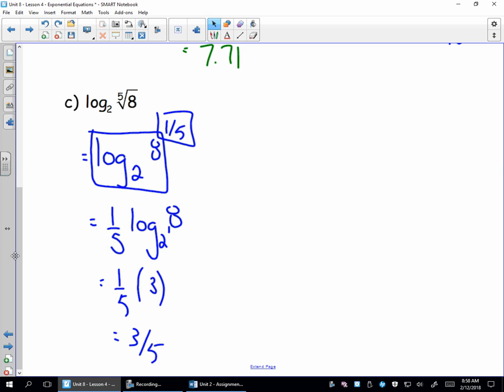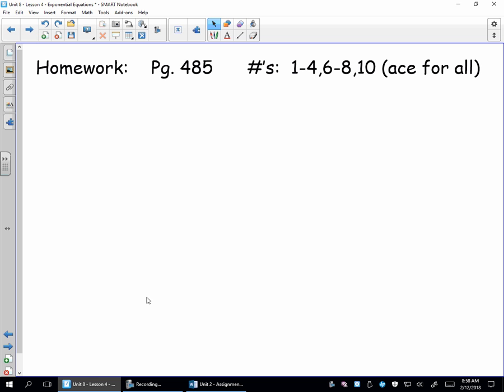Okay, that's the end of that lesson. Try some of the homework questions, there they are. Okay, just do A, C, and E for those questions. If you're stuck, come see me, and we'll move on to solving some logarithmic things tomorrow.